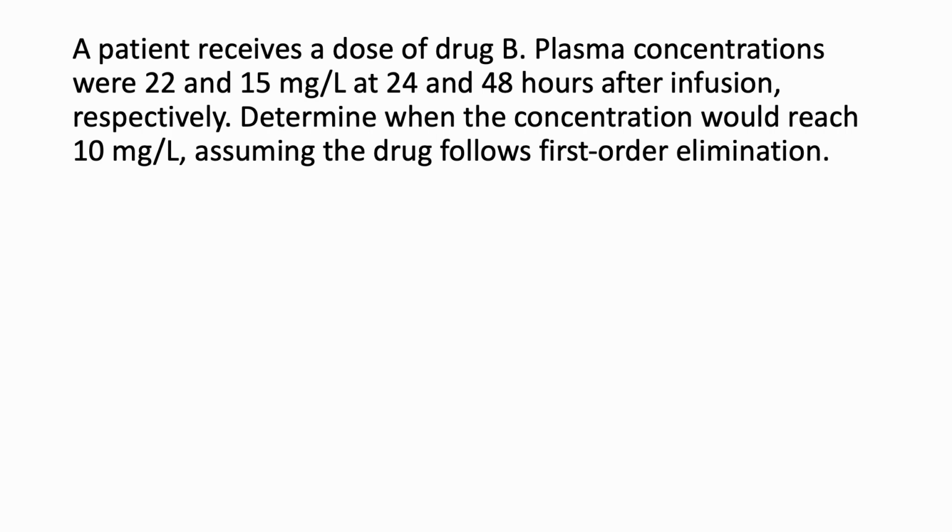Question: a patient receives a dose of drug B. Plasma concentrations were 22 and 15 milligram per liter at 24 and 48 hours after infusion, respectively. Determine when the concentration would reach 10 milligram per liter, assuming the drug follows first order elimination. In this question, you are asked to predict the time for the drug to reach a certain concentration, 10 milligram per liter.